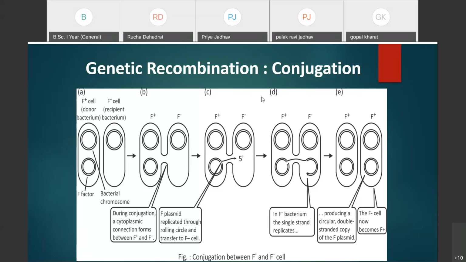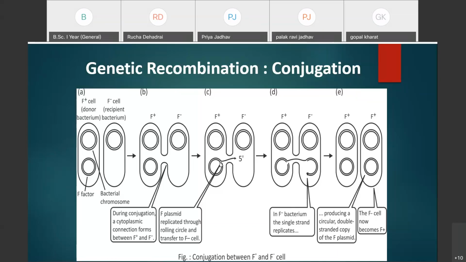Then here you can see in the third photograph, the plasmid breaks down at a certain point, and that certain point is referred to as the ORI T. That means the origin of the transfer. The plasmid DNA breaks at a certain point, and that point is called the origin of the transfer.